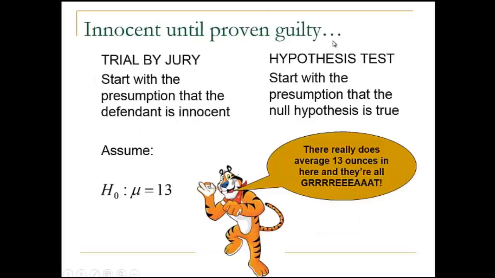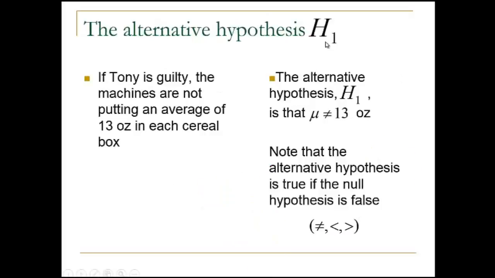Well, the alternative hypothesis in your book is HA, and in another book is H1. The alternative hypothesis is our claim: Tony is not putting 13 ounces of cereal in his Frosted Flakes boxes. Notice the alternative hypothesis is true if the null is false. It's the opposite of the null, and it's always an inequality: not equal to, different than, less than, greater than. So you're thinking something has increased, something has decreased.